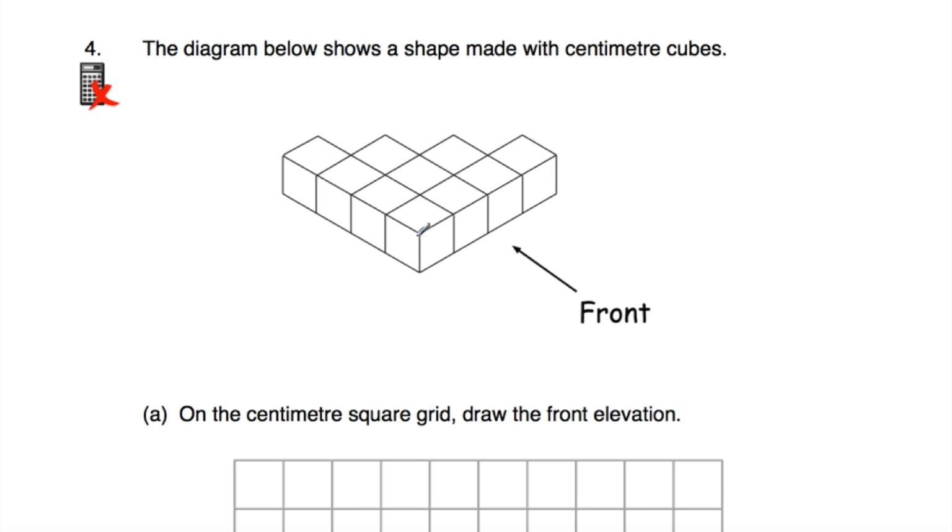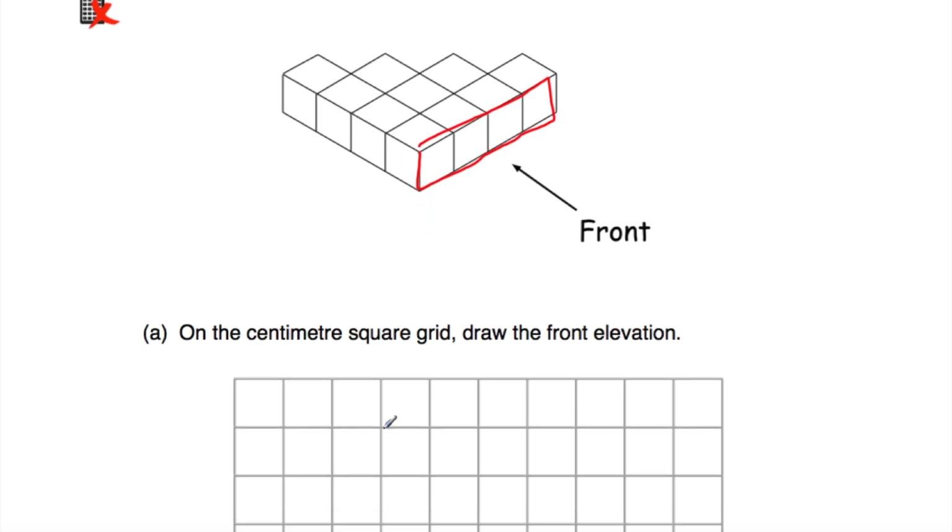So let's have a look at what we would see. It would go down, it would go across 4, it would go up 1, and then it would go across another 4. So it's going to be a 4 by 1 rectangle. So let's draw that. It would look like this. It would go down 1, across 4, up 1, and across 4. And that would be the front elevation.